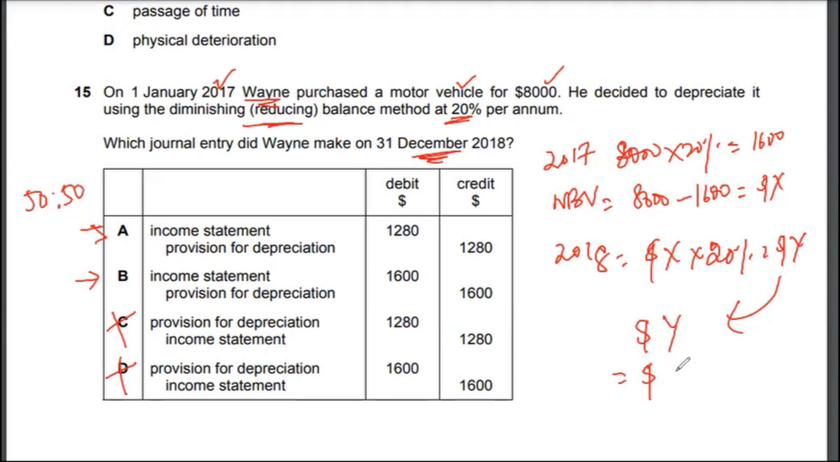Let me do the calculation here, and this comes out as 1280, right? So this will come out as 1280, and the correct answer to multiple choice 15 would be option A. If you follow these steps, I'm pretty sure you will get 1280 as the answer for this one.